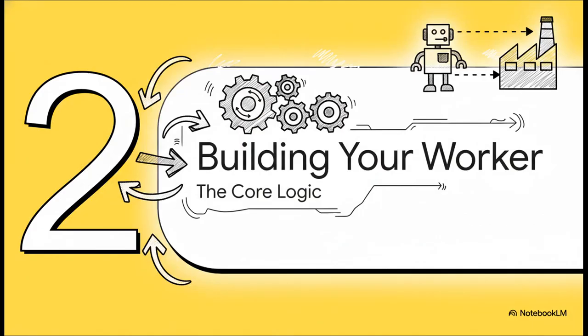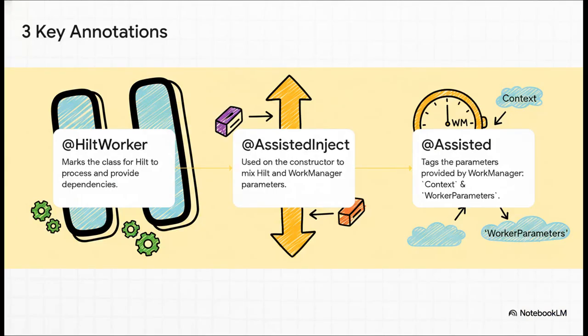All right, our dependencies are all sorted. Now for the fun part, actually building a worker class that can take in our injected objects. This is where we write the code that brings it all together. It really just boils down to using these three key annotations. First, you slap @HiltWorker on top of your class. That's you tapping Hilt on the shoulder and saying, hey, you're in charge of building this one. Then you use @AssistedInject on the constructor, which tells Hilt, okay, I'm going to need you to provide some things, but WorkManager is going to help out with a couple others. And finally, you use @Assisted to point out exactly which parameters WorkManager is bringing to the party.